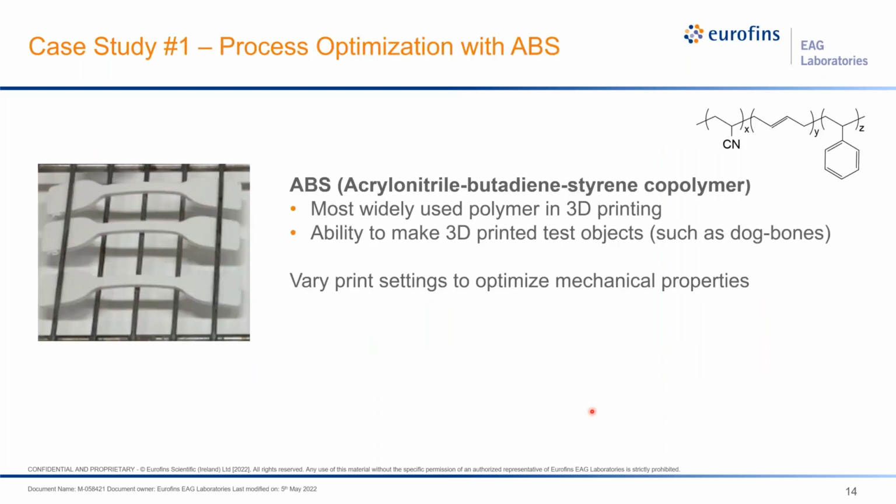So here we look at ABS, which again is one of the most widely used materials in 3D printing. And if we're going to print anything, we might as well print a dog bone, because a dog bone is used in mechanical testing, and we can understand if our materials are strong and if they have the properties that we need. This is exactly what we did. This is a really great way to optimize your print processing conditions.